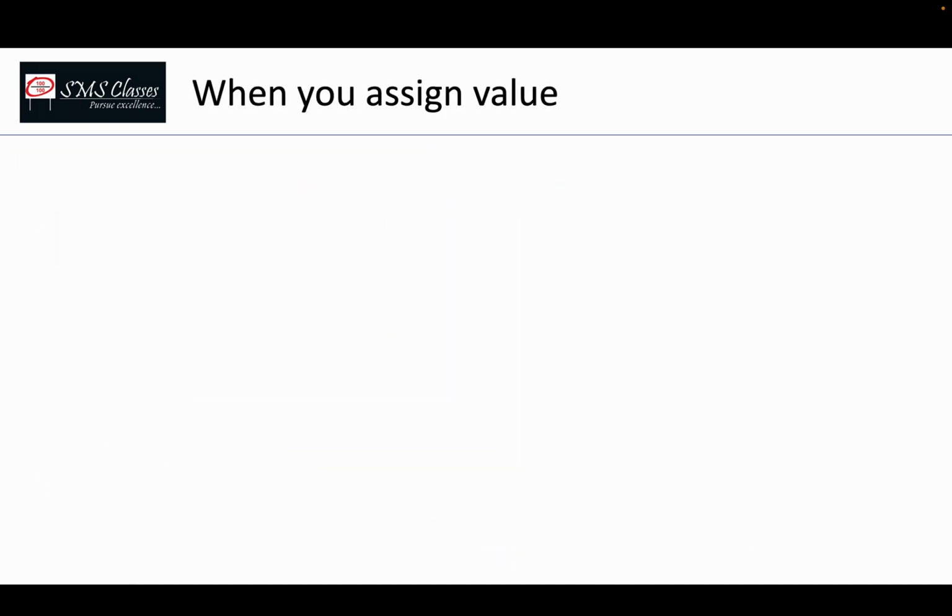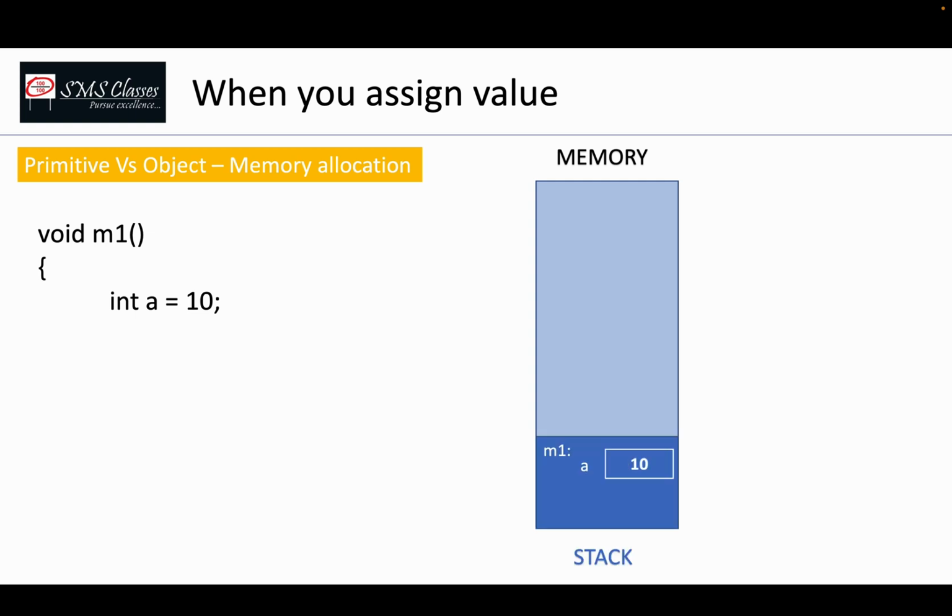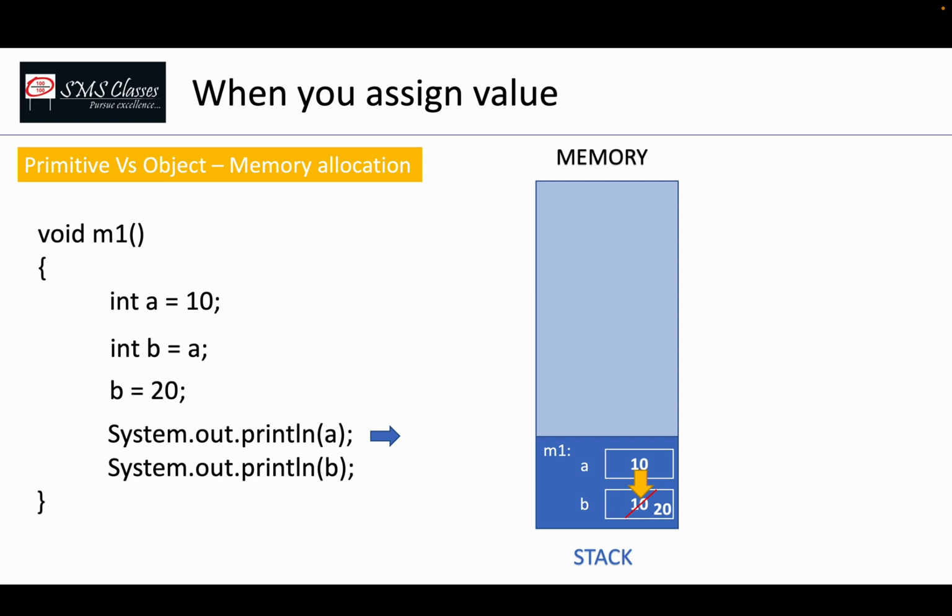Now, let us see when you assign normally one primitive variable to another variable, what happens. So int a equal to 10. So a has 10. Now you are taking another variable called b. In that you are storing a value. So obviously 10 is getting copied into b. So there are literally two 10s in two different memories. Now in case you change b value to 20, yes, 20 is stored in b, but a will not change. So a remains 10, b changed to 20.